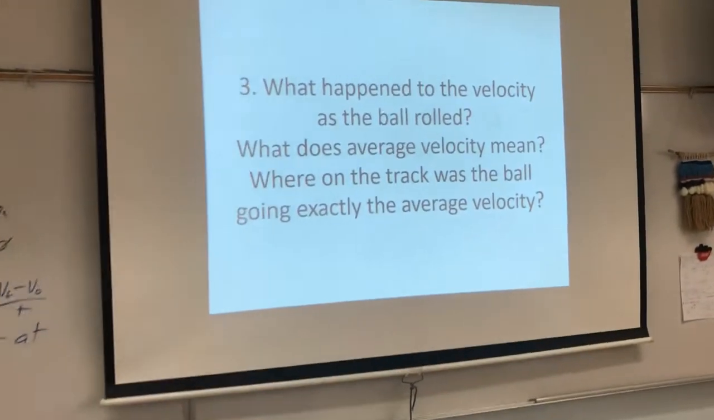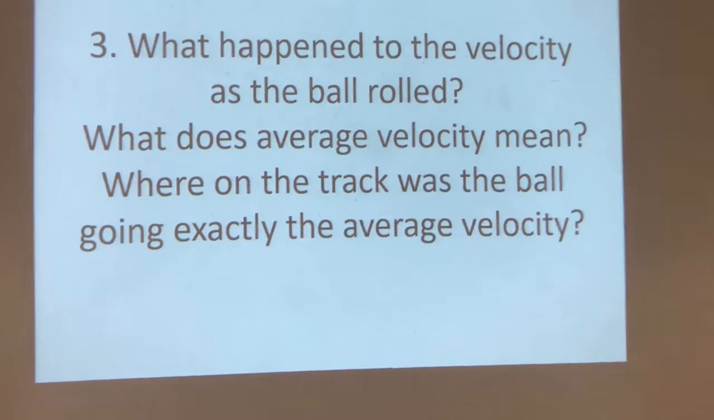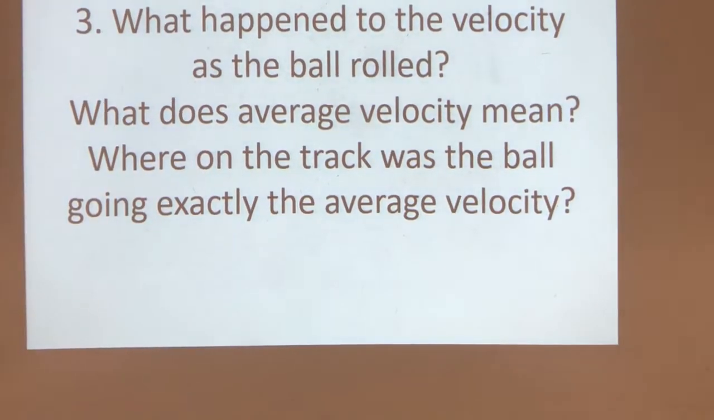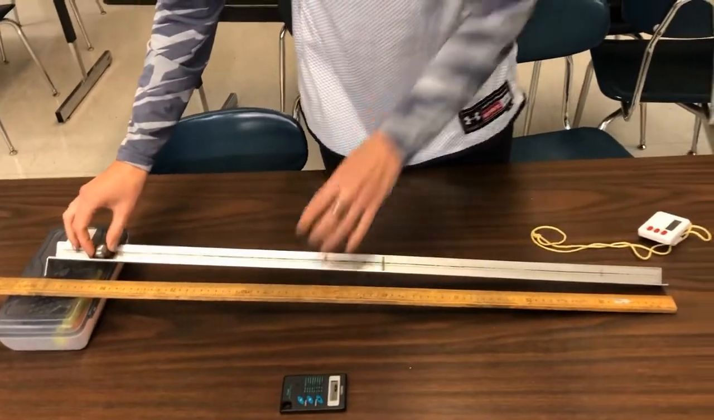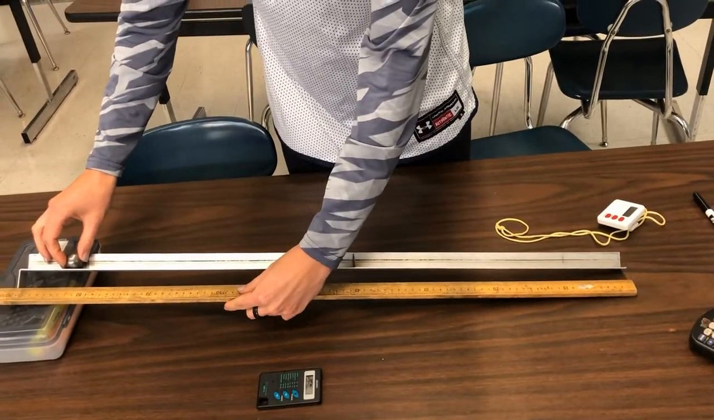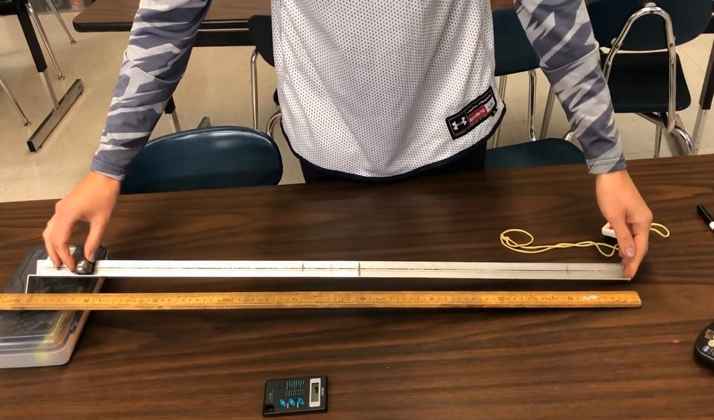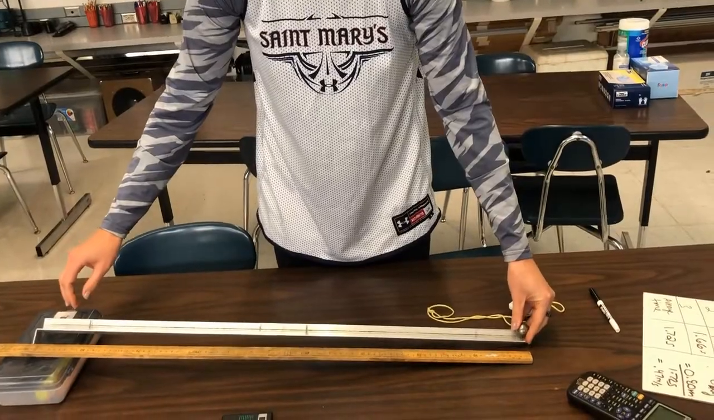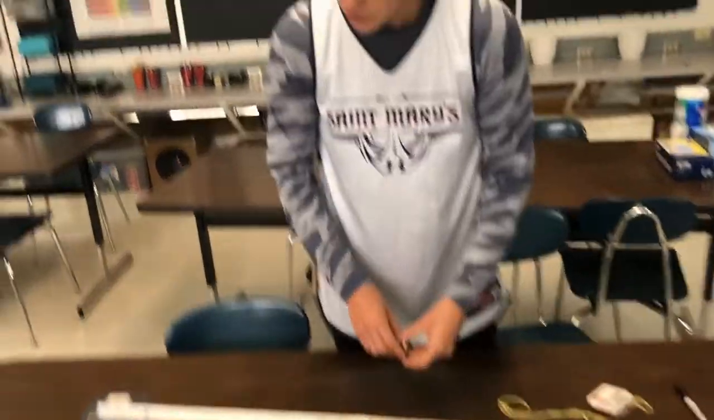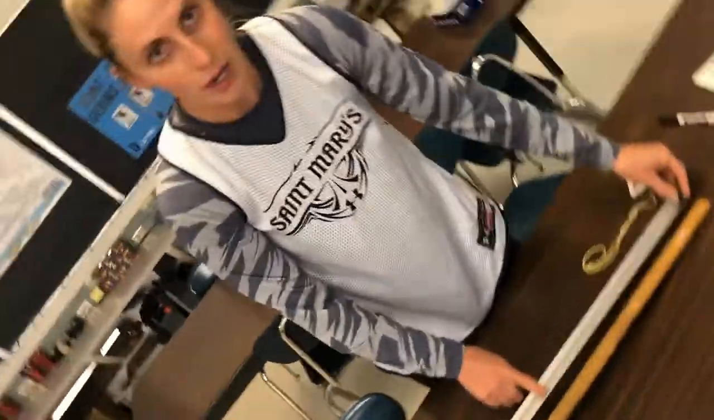So if average velocity is our sort of middle number, where on the track was the ball going exactly the average velocity? Okay, so this has 2 parts to it. Roll it down the track again. So if we start at the 0.8 meter mark right here, as I let it go, where is it going the average velocity? Well, average is middle, right? So it's going the average velocity right now at the 0.4 mark.